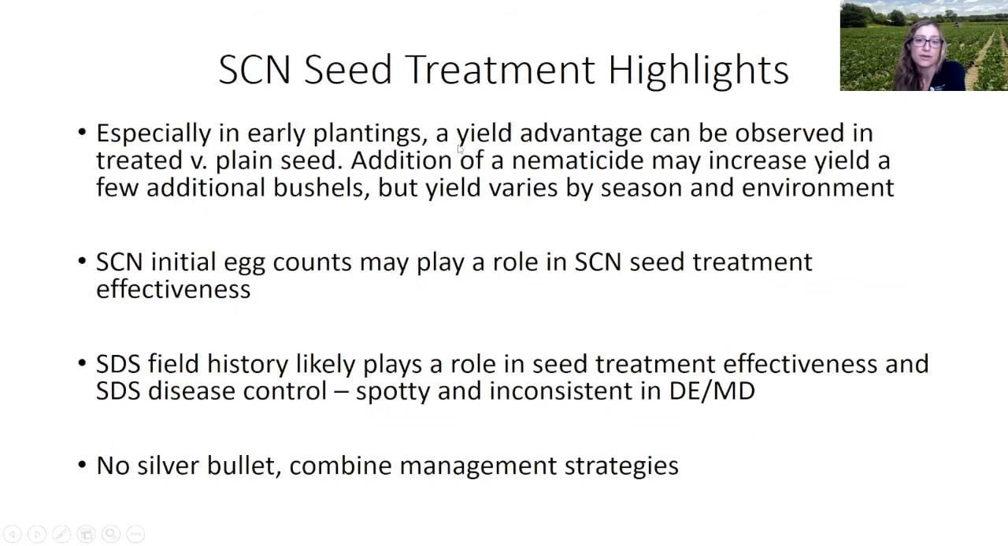So especially in our early plantings, we're seeing that yield advantage in the treated versus plain seed. A lot of this coming from that additional stand that's going to be out there. And then again, that nematicide piece. So having just a fungicide of any kind or seed treatment is helpful, but when we add that nematicide in, we may see that additional bushel increase. SCN egg counts can vary, and so what your population is may impact how effective your seed treatment is. And when you have SDS in your field, that's going to play a role as well.